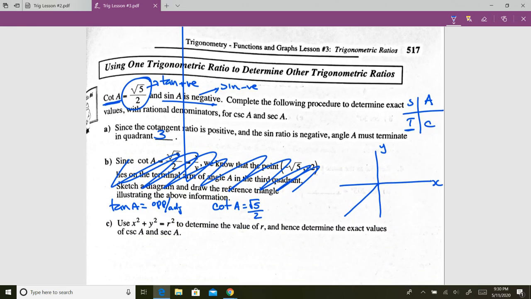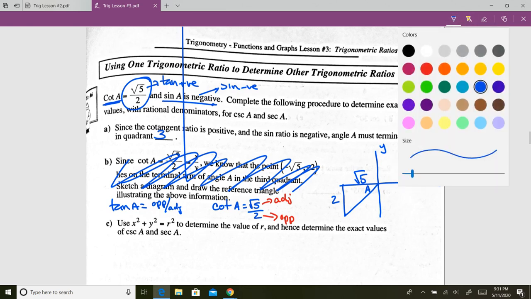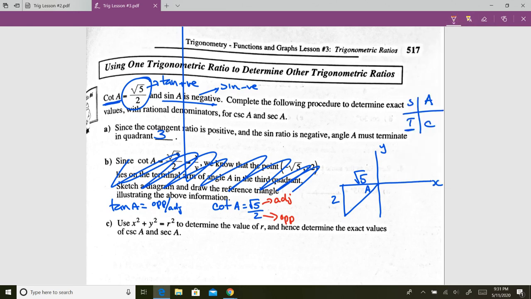So for cotan, we flip it, that means that 5 is my adjacent and 2 is my opposite. So when we're making the triangle, the opposite side is 2. I know that is 2. And the adjacent side is root 5. So I know that is root 5. Now, this is the trick here. Hopefully that makes sense to everybody.